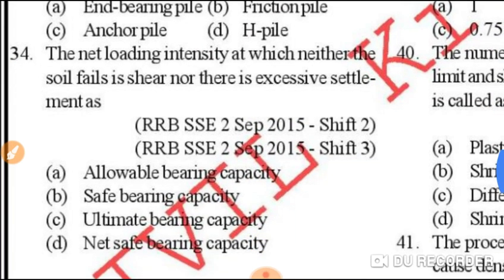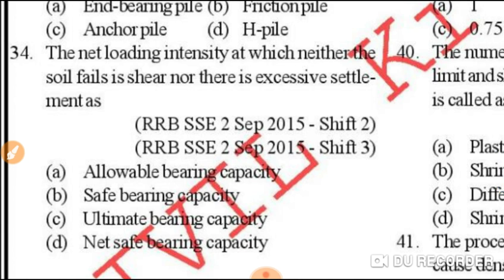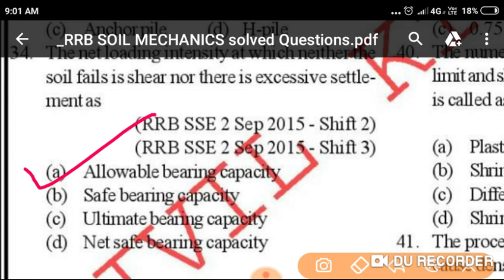Question number 34. The net loading intensity at which neither the soil fails in shear, nor there is excessive settlement, is known as: allowable bearing capacity, safe bearing capacity, ultimate bearing capacity, net safe bearing capacity. So the net loading intensity at which neither the soil fails in shear nor there is excessive settlement is called allowable bearing capacity.